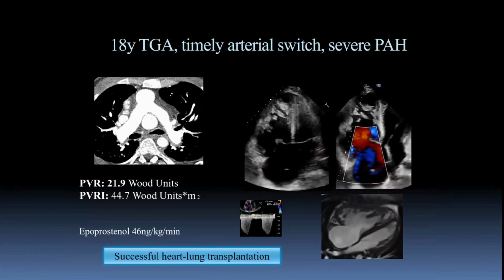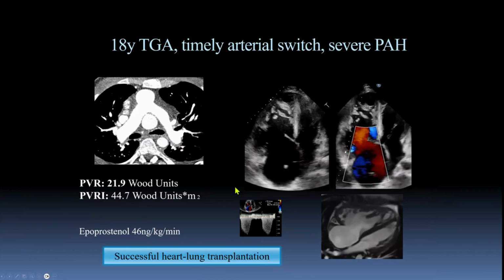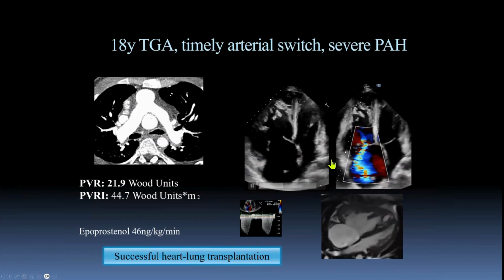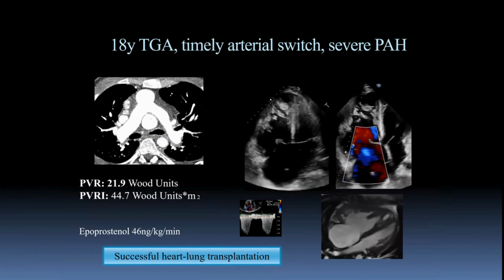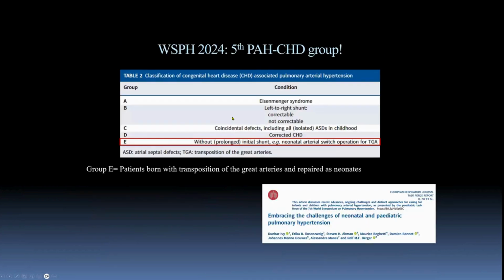I remind you that there are other types of PH-CHD. This is a Lecompte procedure. This is a TGA patient, arterial switch with no VSD, who developed pulmonary vascular disease. So we need to be vigilant in these patients for pulmonary vascular disease, to the point where the World Symposium said that we should be adding a group E for those patients.